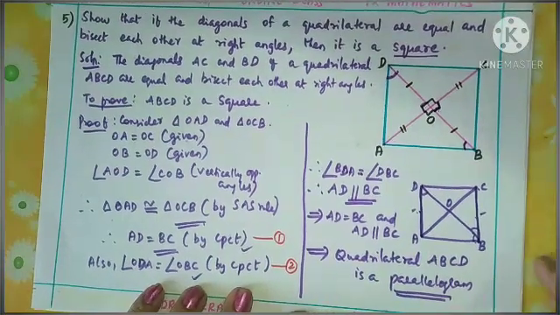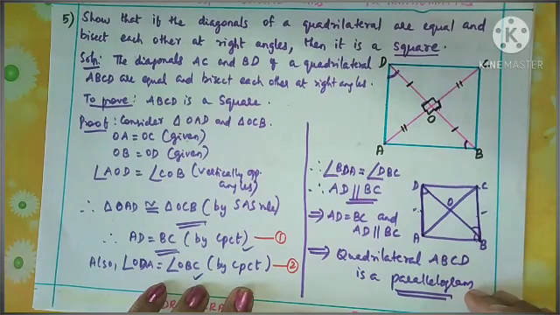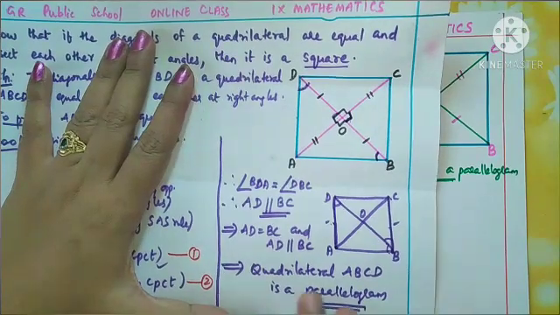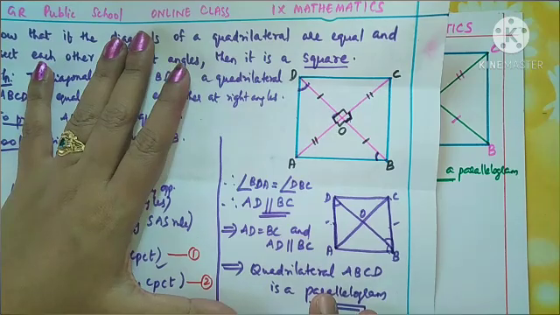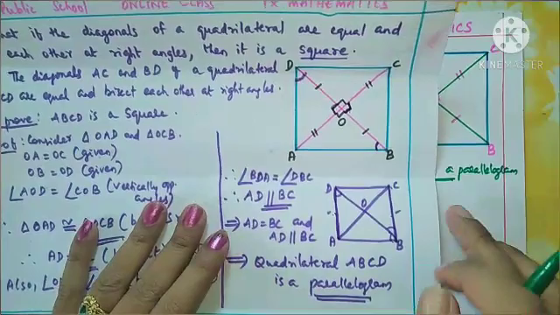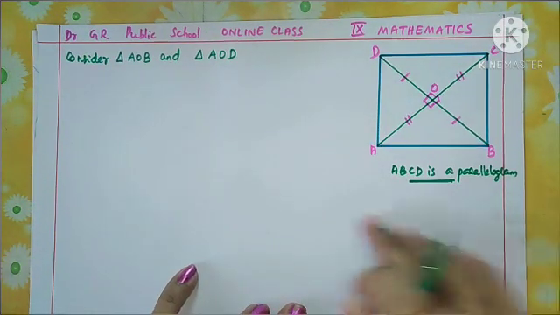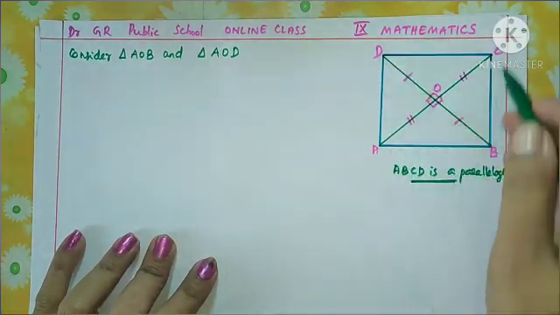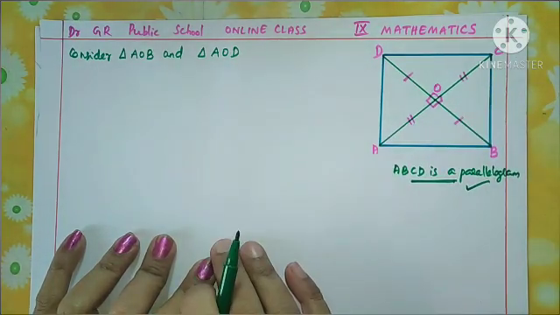Okay, so we proved this is a parallelogram. Now we want to prove each angle of this parallelogram is 90 degrees. Then we can say this is a square. So we got ABCD is a parallelogram. Now our aim is to prove this is a square, so we want to prove each angle is 90 degrees. Yes, now we are going to the last part of this answer. ABCD is a given quadrilateral, and now we want the result that ABCD is a square.